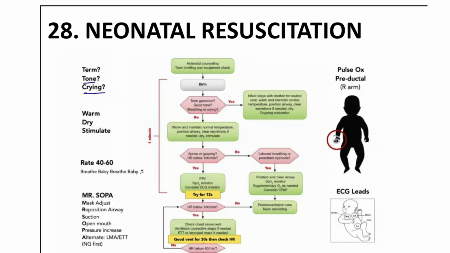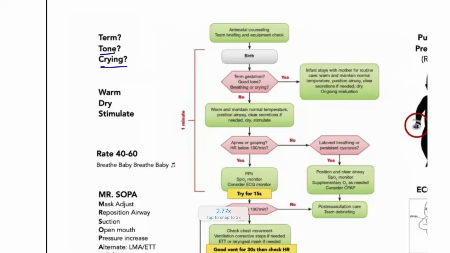If anything is abnormal, please start to warm and maintain normal respiration in this patient. How are you going to do that? Warm, dry and stimulate. Stimulation should be done on the soles of the baby, and if that is not clearing, check the heart rate of the baby. If it is less than 100 beats per minute, what do you have to give?